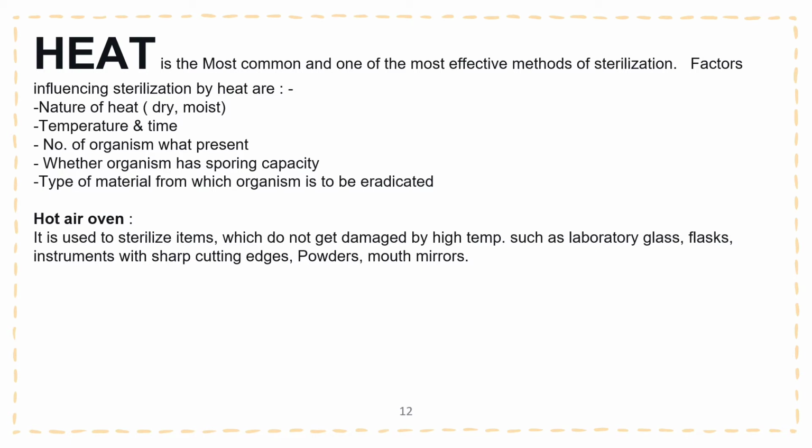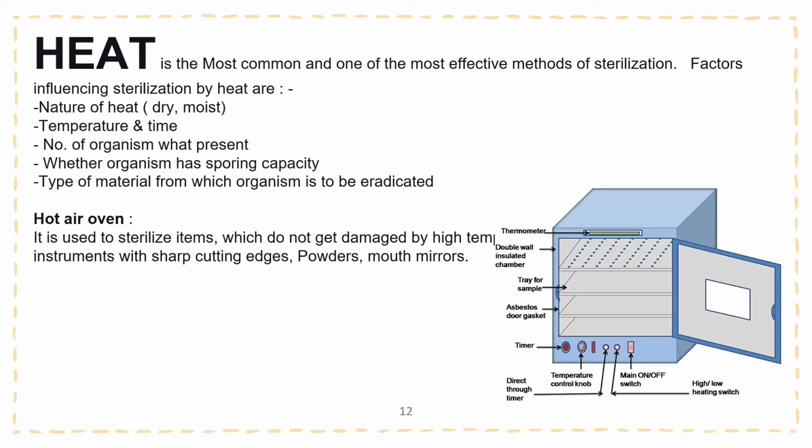For example, for sterilization with this method, we're using a hot air oven. It's used for materials and items which do not get damaged by high temperature, such as laboratory glass, instruments with sharp cutting edges, powders, and mirrors, and on this image you can see the general appearance of the hot air oven.